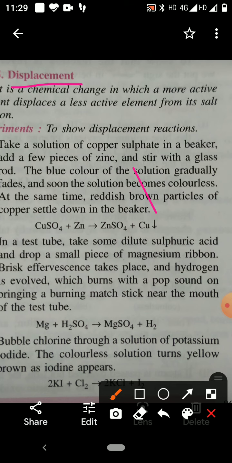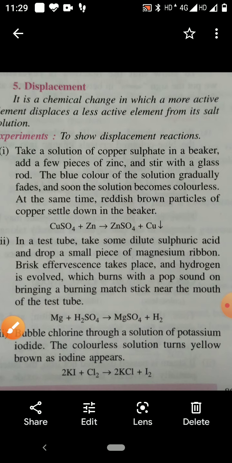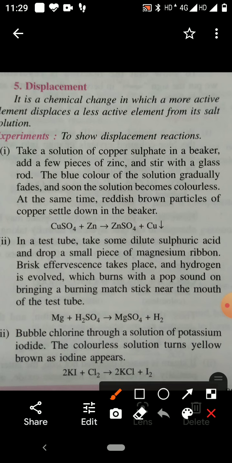Here one example of displacement reaction is given. We are taking a solution of copper sulfate. The solution of copper sulfate is blue in color, but when we drop a few pieces of zinc into this solution and stir it with the help of a glass rod, we observe that the color of the solution slowly fades. It was deep blue, then it became light blue, and after that it became colorless.